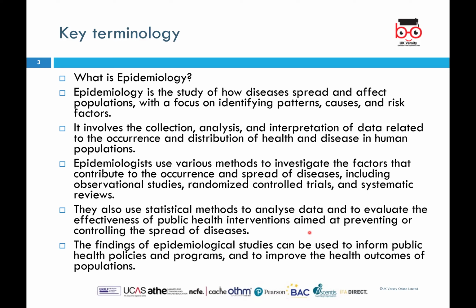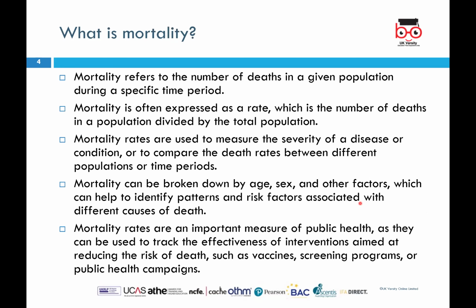So these studies inform public health policies and programs and improve health outcomes of populations. And they're very important. We talked about mortality. Mortality refers to the number of deaths. Morbidity is the number of diseases. So if there's a morbidity happening, how many people die out of it? That's mortality. In a given population, what is the number of deaths during a specific time period?